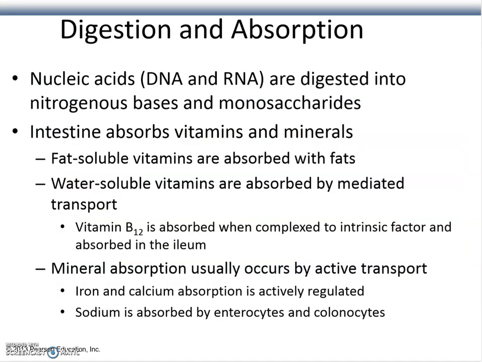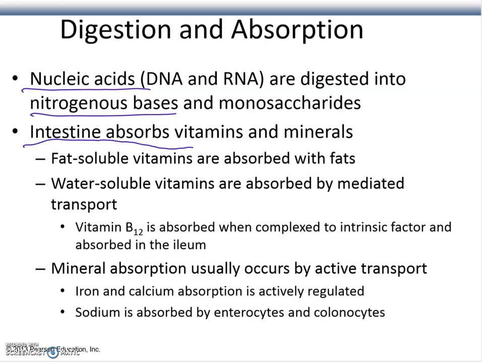Now here, let's finish up with digestion and absorption. We left out one group of macromolecules, and that would be nucleic acids, so DNA and RNA. They are digested down into nitrogenous bases and monosaccharides, the ribose or deoxyribose, and that will be absorbed in the intestine, along with vitamins and minerals. Anything that's fat-soluble is absorbed as fats into lacteals.